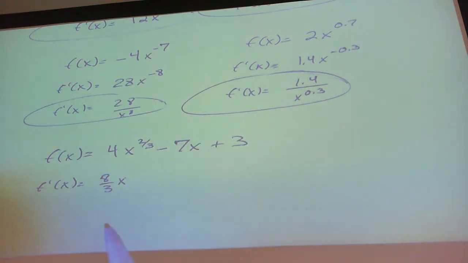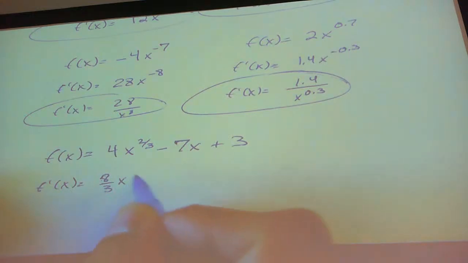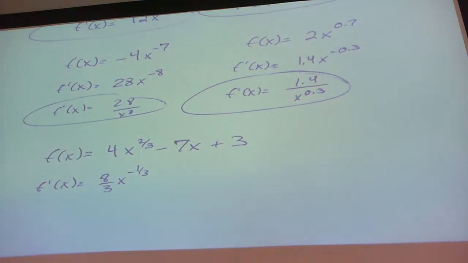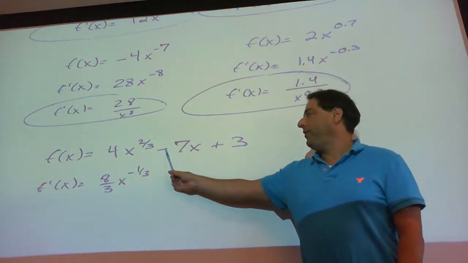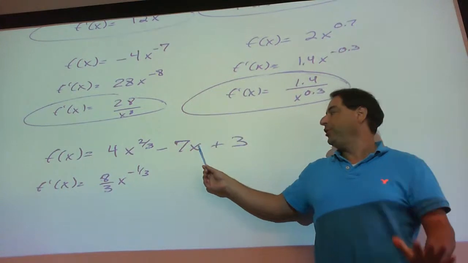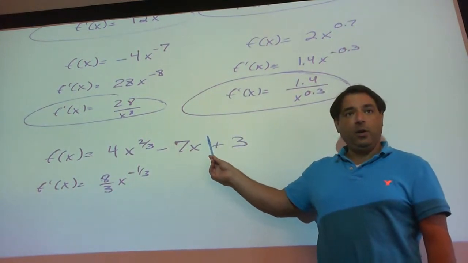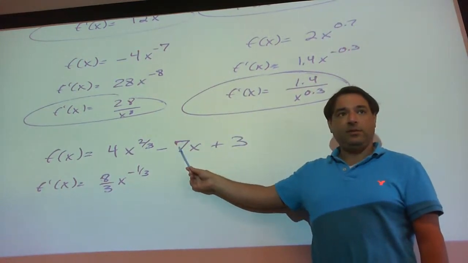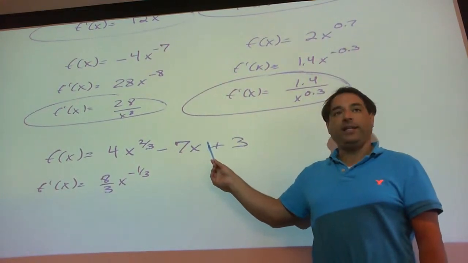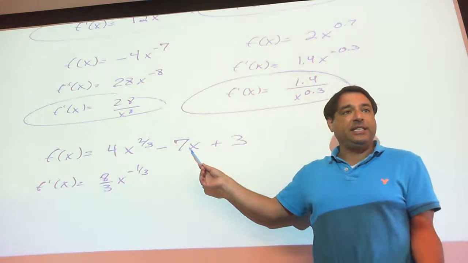Does anybody know what that is? 2/3 minus 1? Negative 1/3. Now, let me just emphasize these again. What's the derivative of negative 7x? If you have to go through your steps, there's a 1 here. What's 1 times 7? 7, so I put minus 7. But then 1 minus 1 is 0. So what happens to the x?